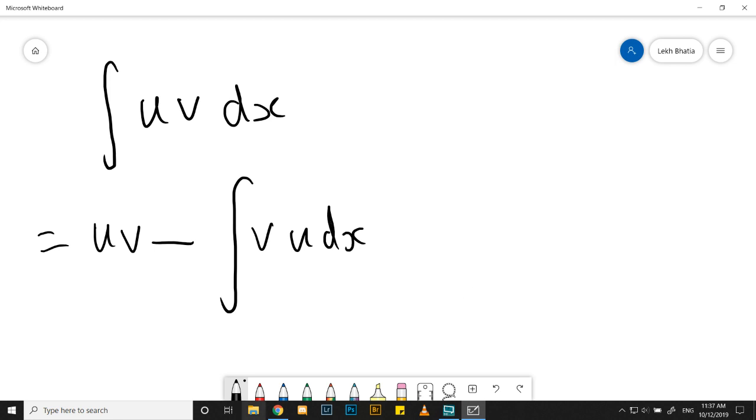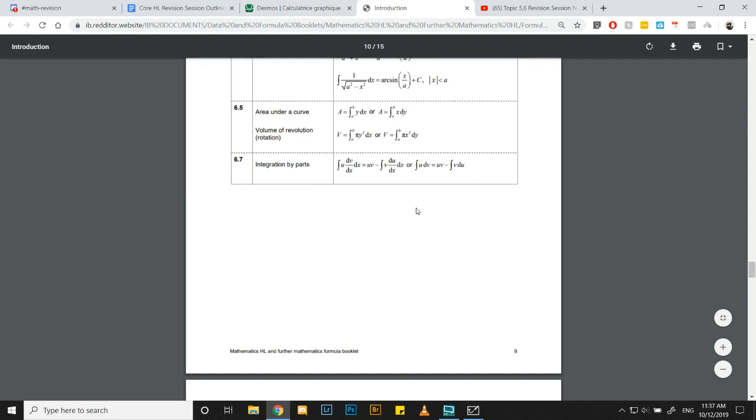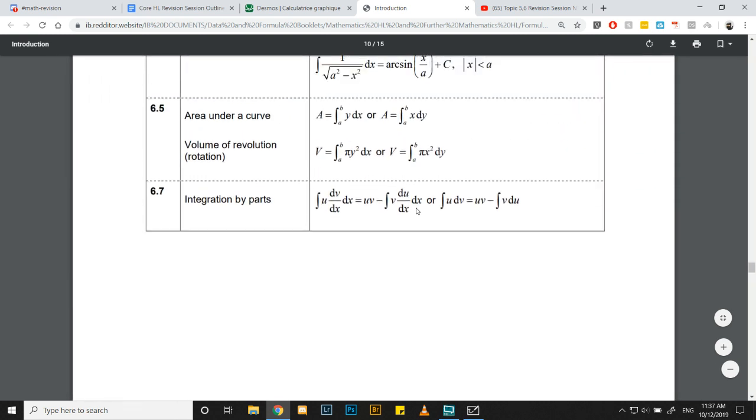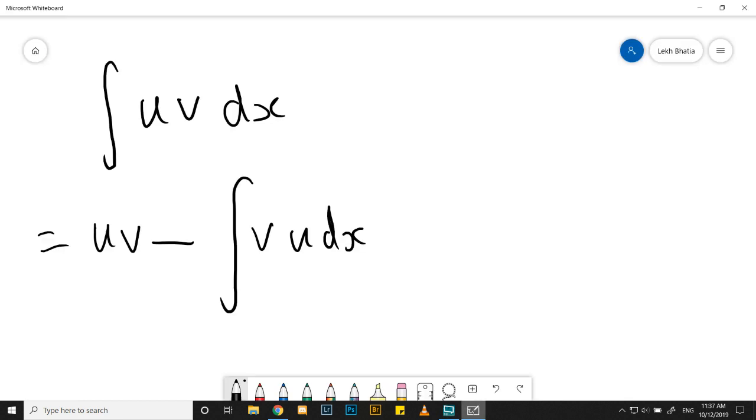Look at how that would work in terms of actual good notation. Yeah, this is a much better notation. So the integral of u dv is equal to uv minus the integral of v du. I'll just go through an example.